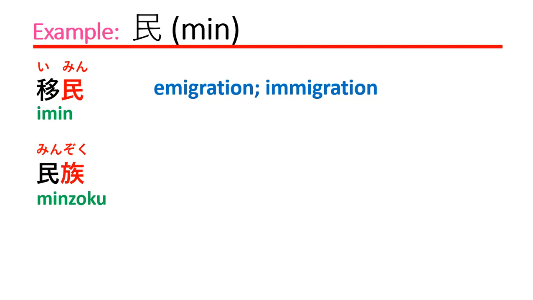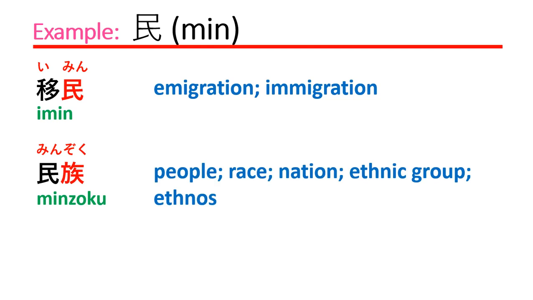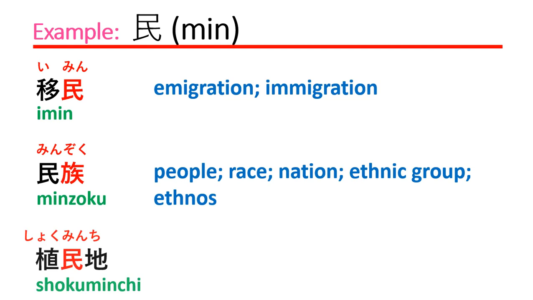Minzoku is people, race, nation, ethnic group or ethnos. Min is the people, but zoku is for some group. So group of people is the nation or the people in some country, something like this. Or ethnic group, small ethnic group. Shokuminchi is colony.